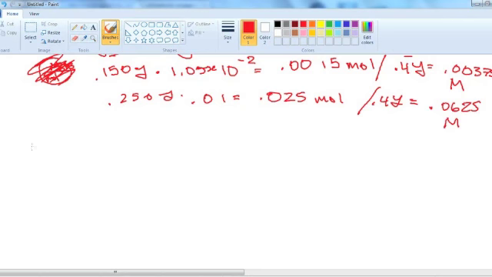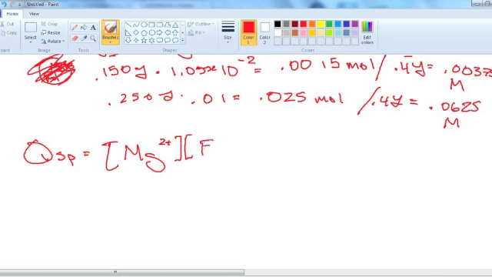Now since we're here, what we're going to do is put this as the QSP. So what is QSP? It's the constant. Yep, it's always products over reactants. In this case, we just have products because the reactant is a solid, so we never include a solid in a QSP or KSP. And don't forget to raise it to the 2, the coefficient. Exactly. And so we're just going to plug these values straight into the equation.